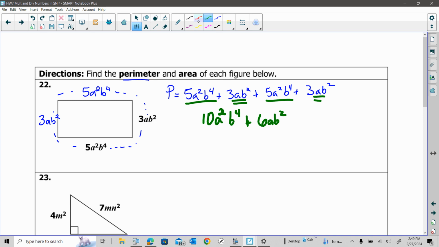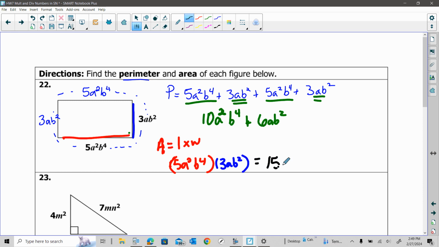So that's perimeter. Area is just multiplying the length times the width. So our length could be the 5a squared b to the 4th, and then I'm multiplying it times the width, which is our 3ab squared. So I multiply 5 and 3, that's 15. My a now has an exponent of 3. Don't forget there's an invisible 1 right here. 2 plus 1 is 3, and b is to the 6th power.